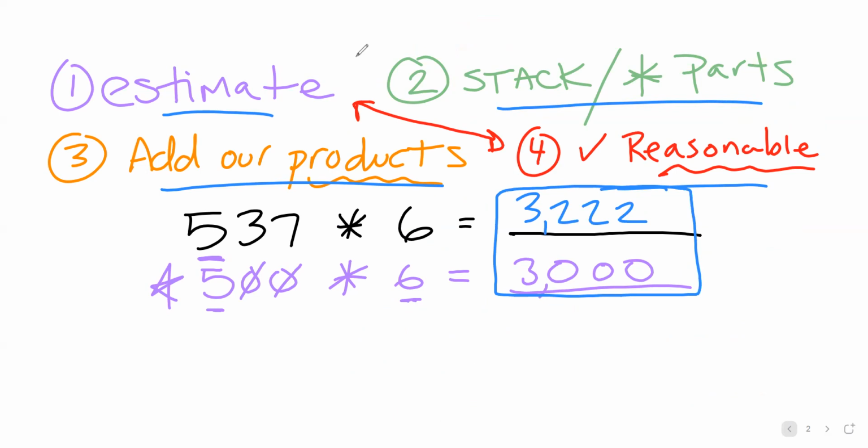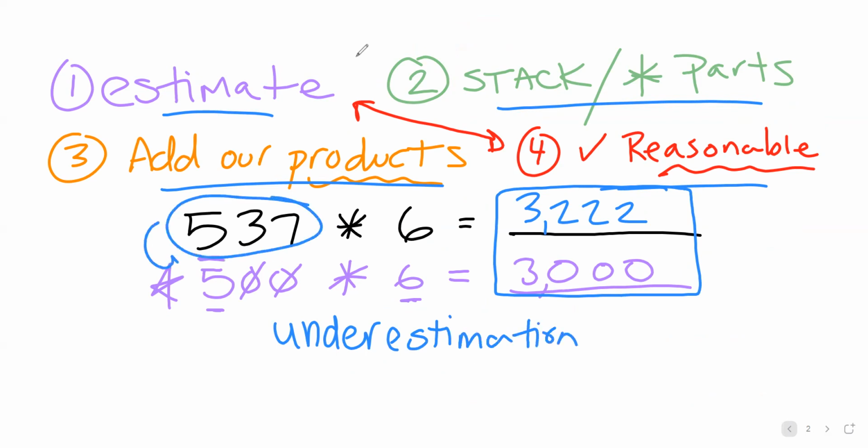That makes sense, right? Because we did an underestimation because we rounded down. I rounded 537 down to 500. We were talking about that in class yesterday. Someone brought up that really good point. You're taking 3 tens and 7 ones away from it. So yeah, your estimation is going to be smaller than the real answer itself, but it's still reasonable.